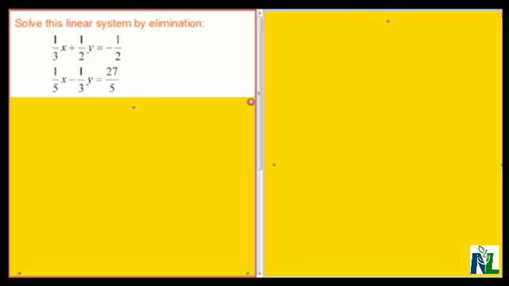I'm going to solve this linear system by elimination. 1/3 x plus 1/2 y equals negative 1/2. I'll call that equation 1. 1/5 x minus 1/3 y equals 27/5. I'll call that equation number 2.